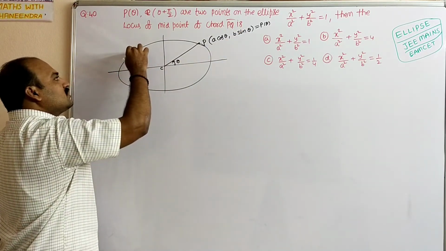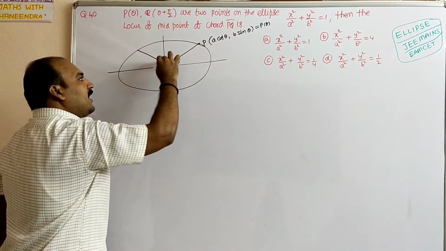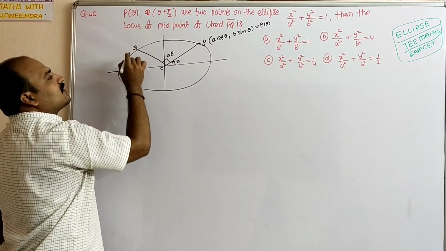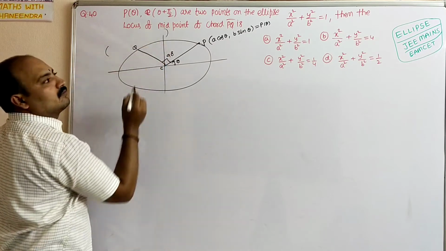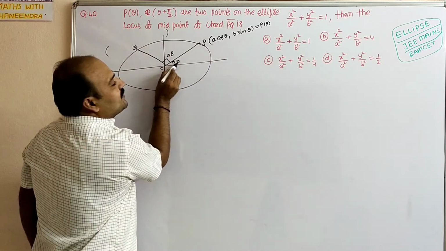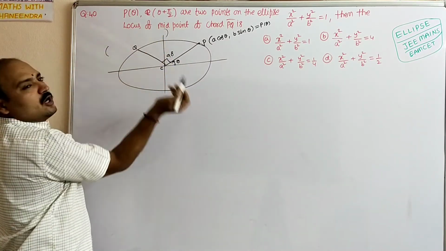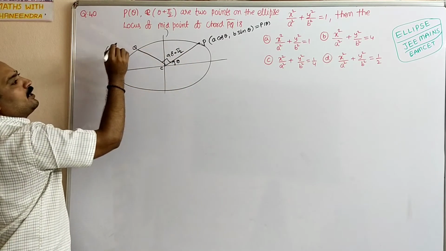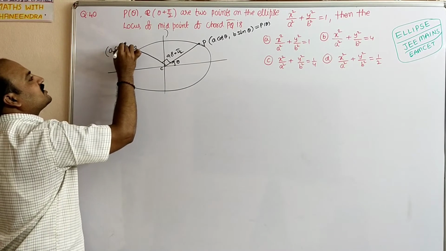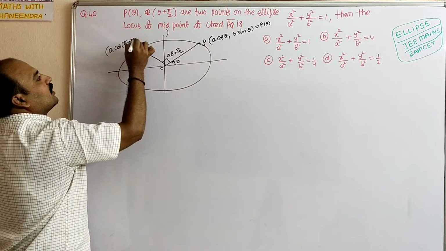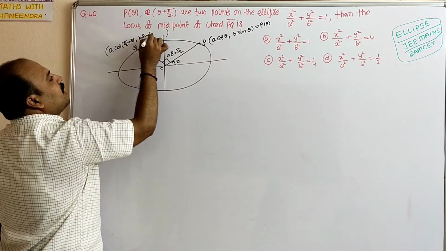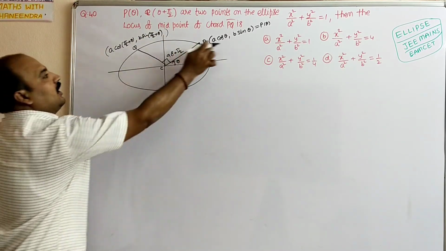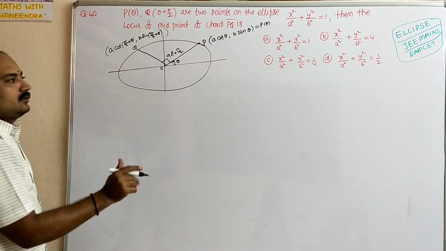Similarly, the angle between these two is 90 degrees. Then the coordinates of Q become 90 plus theta, so theta plus 90. 90 means pi by 2 only, no? So this point is a into cos of pi by 2 plus theta, comma, b into sin of pi by 2 plus theta. Therefore, we got the P and Q values.